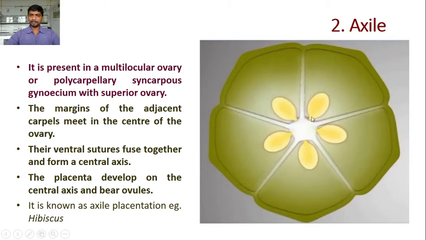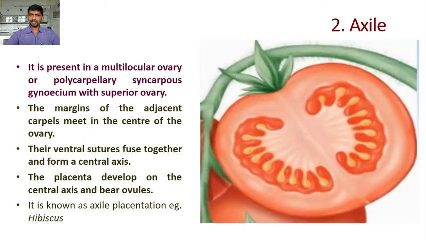In the axil of the carpel, the placenta has been developed which bears the ovule. So the placentation is axial placentation. For example, hibiscus, tomato. So here this is the photograph of the tomato. This one is the central axis. Here the ovary is bicarpellary. It consists of two carpels and the ovules have been developed on the placenta. So this is the placenta on which many ovules have been developed. So such type of placentation is axial placentation.